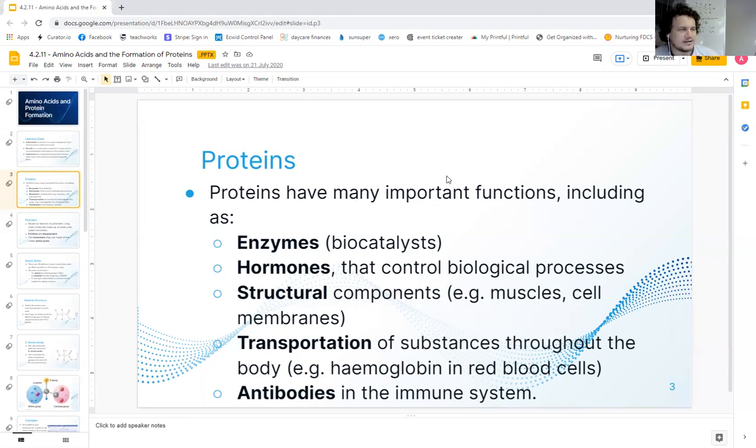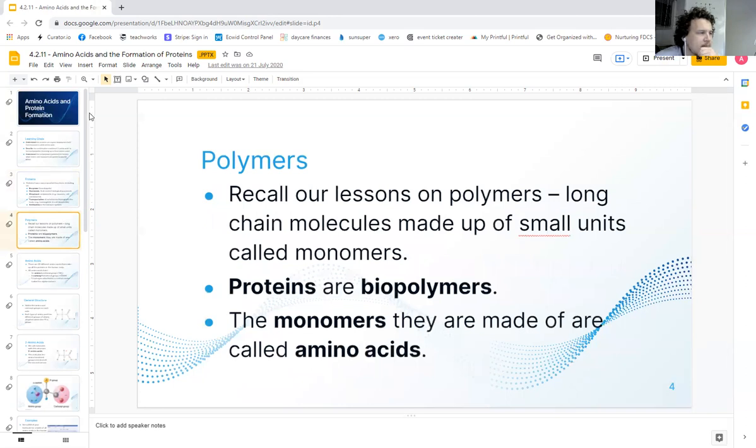You'll hear words in the upcoming unit called monomers and polymers. Monomers are the individual units that make up the polymers. With proteins, the amino acids are the monomers and the proteins are the polymers. With plastic, ethene is the monomer, and we join them together to make polyethylene, or plastic. So polymers are long chains of small units called monomers.